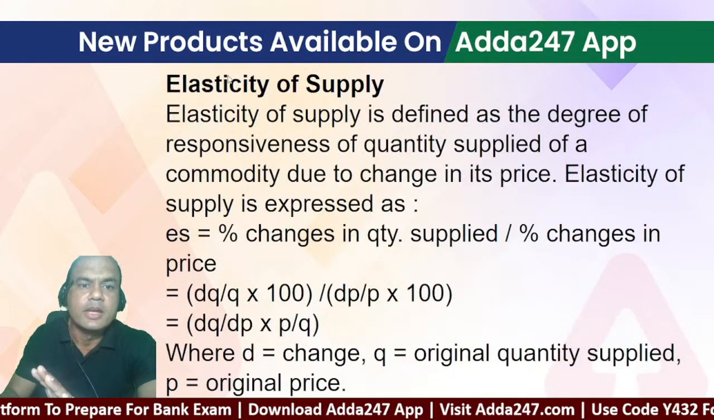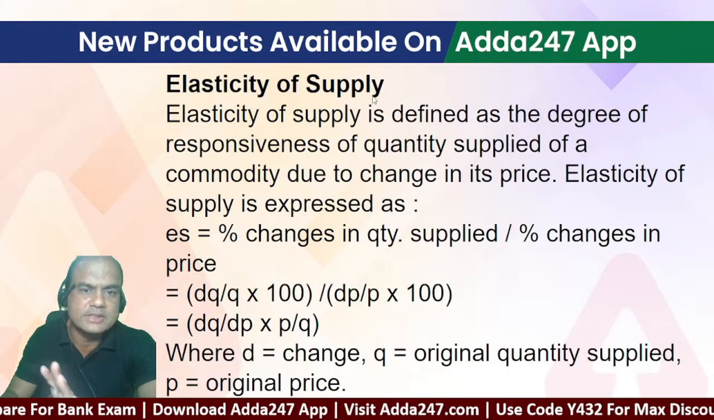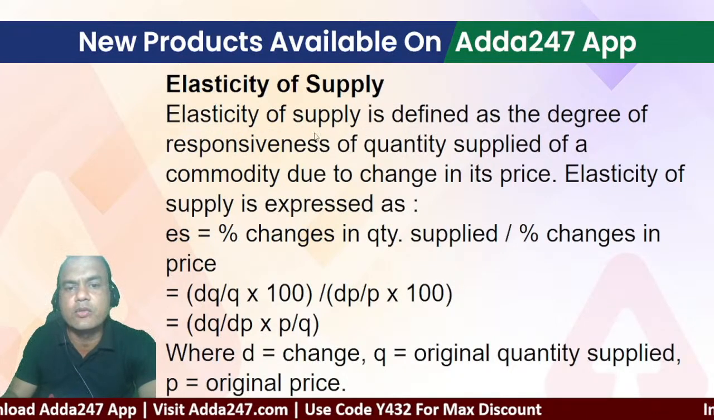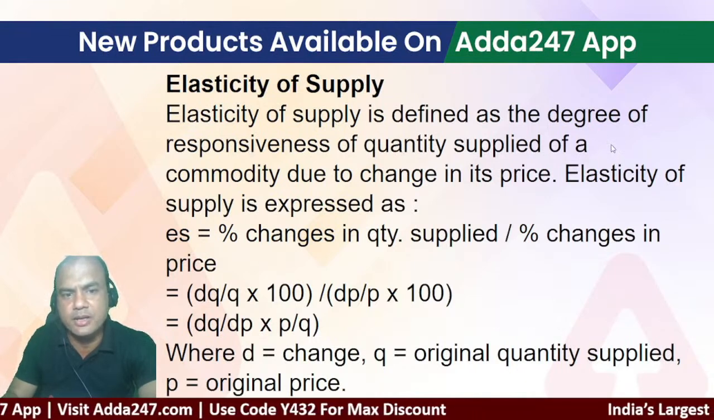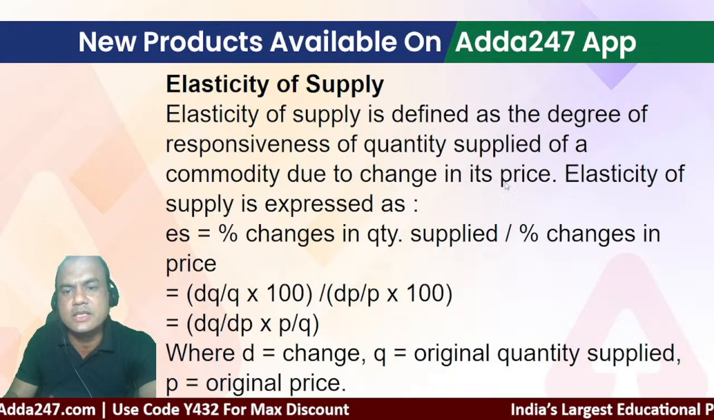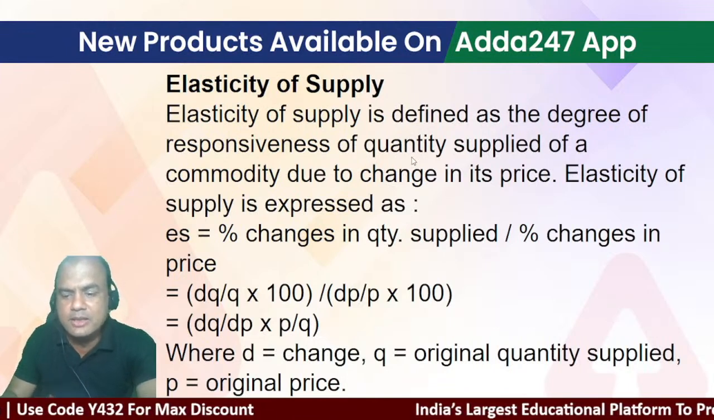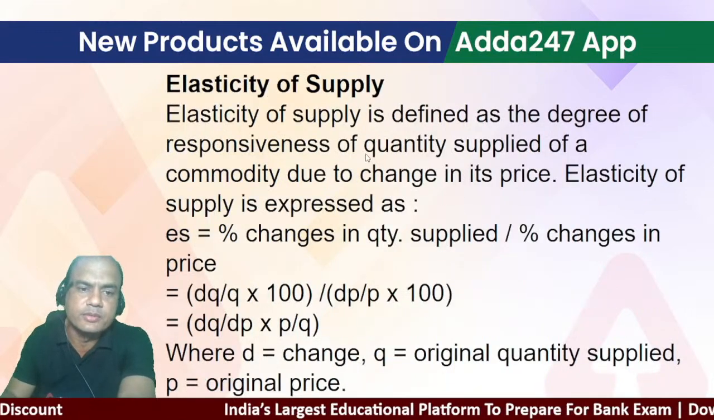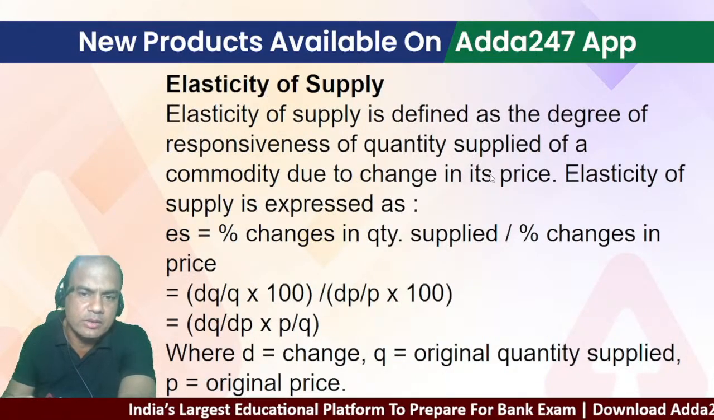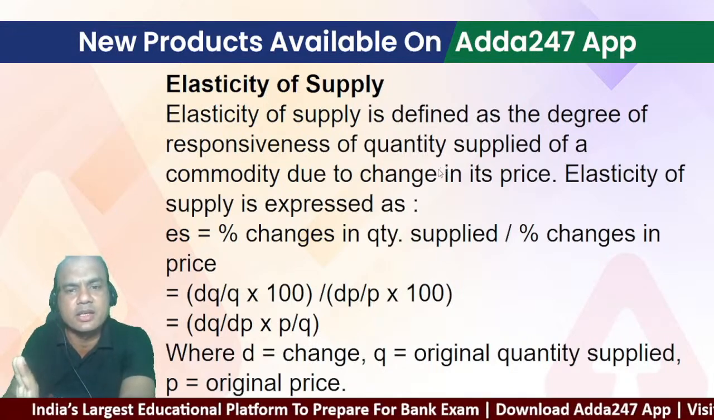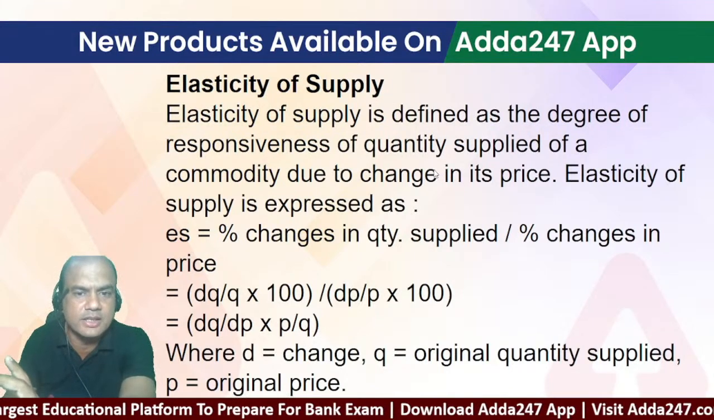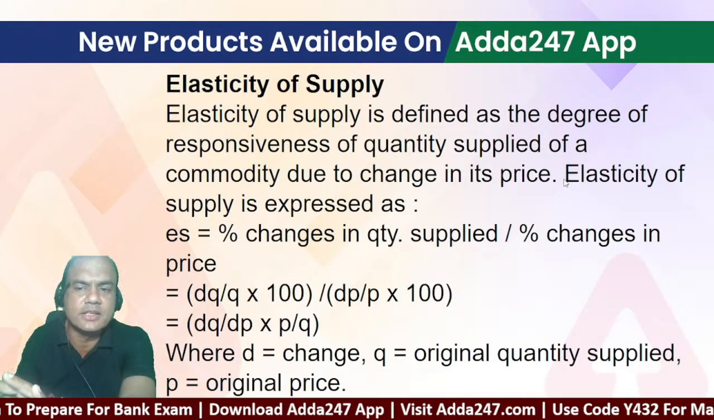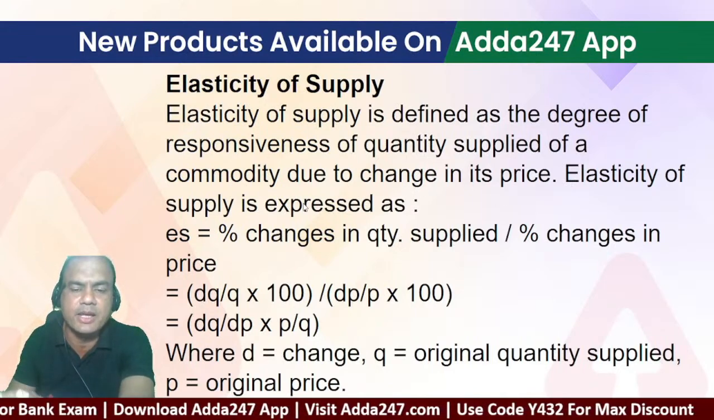Okay, elasticity of supply. Okay, this is the last topic for today. Elasticity of supply is defined as the degree of responsiveness of the quantity supplied of a commodity due to change in its price. So this is typically related to reason number one. Okay, related to price only. So okay, now how is it calculated? Remember, we had that concept of interest elasticity in JAIIB also. So the same thing is used over here. Interest elasticity and elasticity of supply are similar ones.